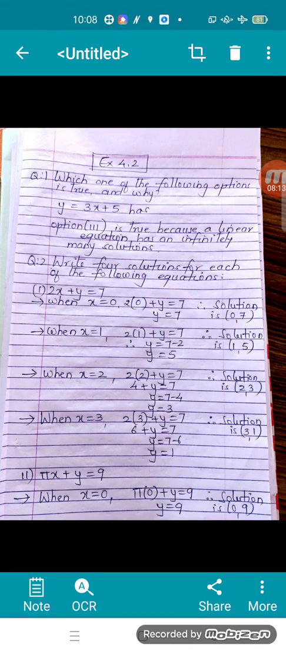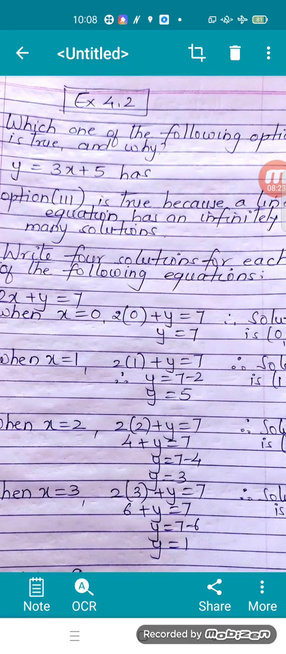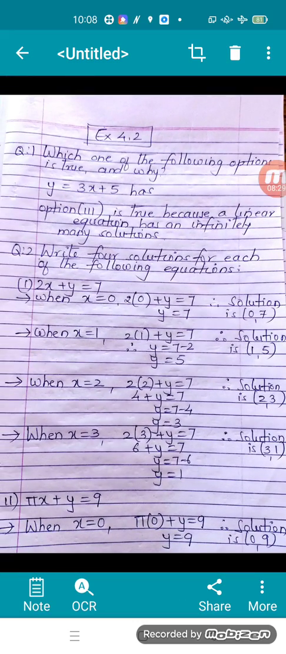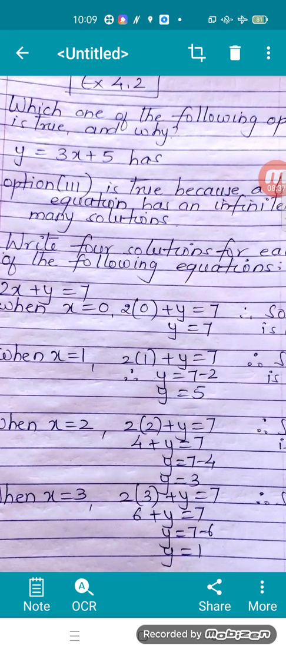4.2 also very easy. Which of the following options is true and why? y is equal to 3x plus 5 has option 3, infinitely many solutions. Why? Because a linear equation has infinitely many solutions. Now we go to question number 2. Very easy. Write down in the notebook.